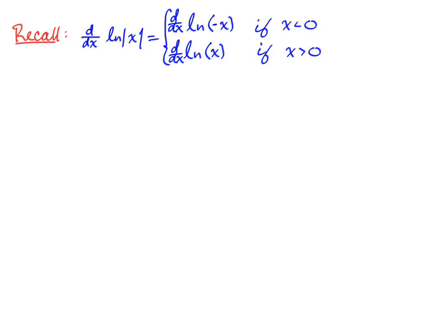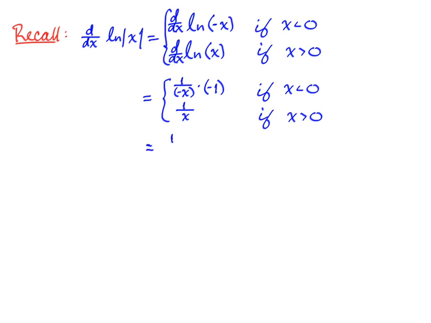So now let's differentiate. The first piece can be differentiated using the derivative of the natural log and the chain rule. We get 1 over negative x times the derivative of negative x, which is negative 1. So that's for all negative numbers. And for positive x, it's just 1 over x. So notice that when we simplify the first one, that just simplifies to 1 over x. So this means that the derivative of the natural log of the absolute value of x is just 1 over x for all x in the domain.